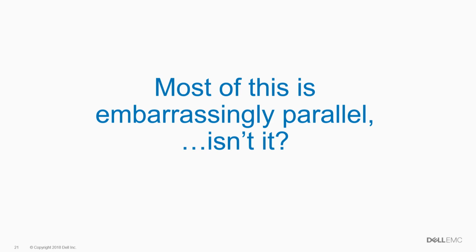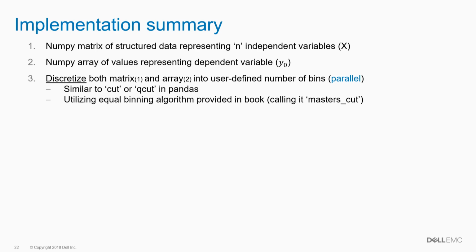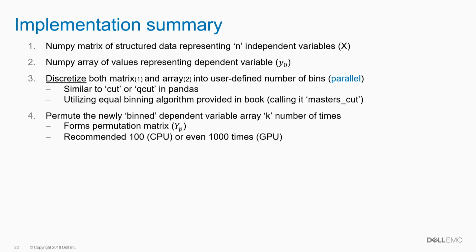Yes. So that's what we want to walk through now, the implementation summary. We have our NumPy matrix with our independent variables, and our NumPy array of the dependent variable. I'm going to discretize both, and this can be parallelized. Now, in order to get as unbiased an information measure as possible, we want to equally bin our continuous variable. This is similar to cut or qcut in pandas. Dr. Masters provides an algorithm, which I've called Masters cut. It's pretty robust, so I like using that.